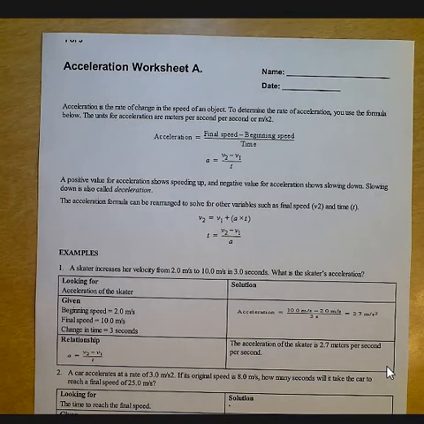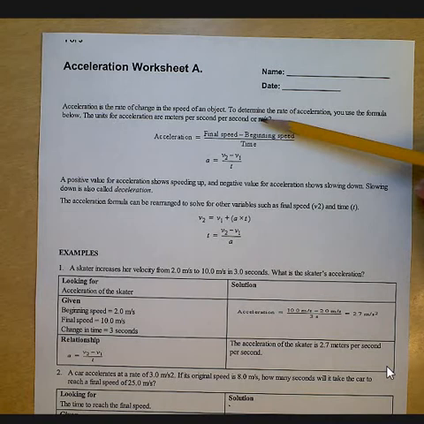Acceleration is the rate of change in the speed of an object. To determine the rate of acceleration, you use the formula below. The units for acceleration are meters per second squared, or meters per second. Sometimes different problems will force you to use different units, but that's the standard one we'll use in our class.